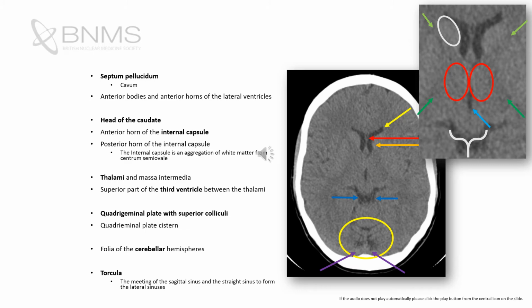If we click again, the two dark green arrows indicate the posterior horn of the internal capsule. The internal capsule is the descending aggregation of the corona radiata that we've seen in the previous lecture. This is a vast bundle of white matter fibers which is going to descend through the cerebral peduncles to form the pons, the medulla, and the spine.